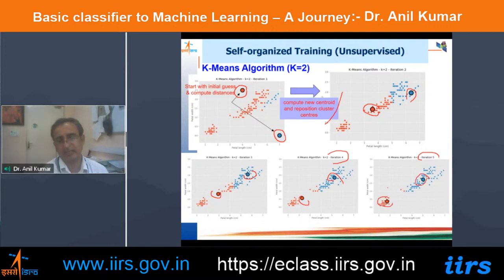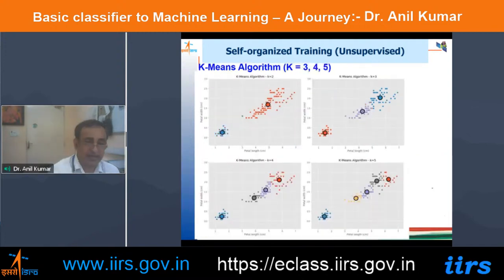So you can see with the number of iterations, initially the mean was assumed. So this was the assumed value here. But with iteration these means are refined, and finally it is found that the mean should be somewhere here for cluster 1, and for cluster 2 the mean should be somewhere here.